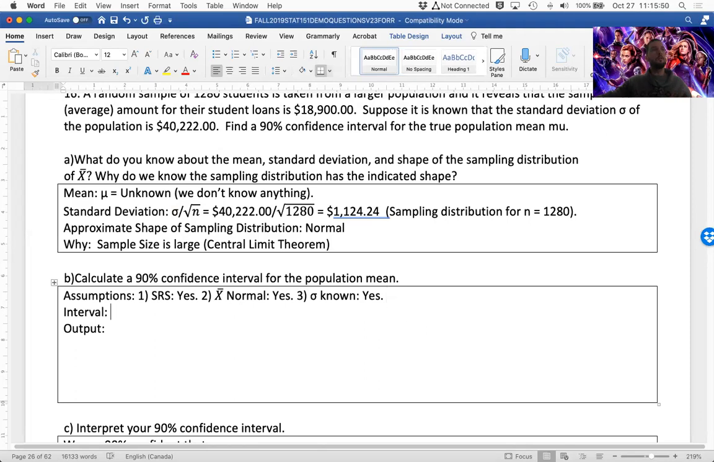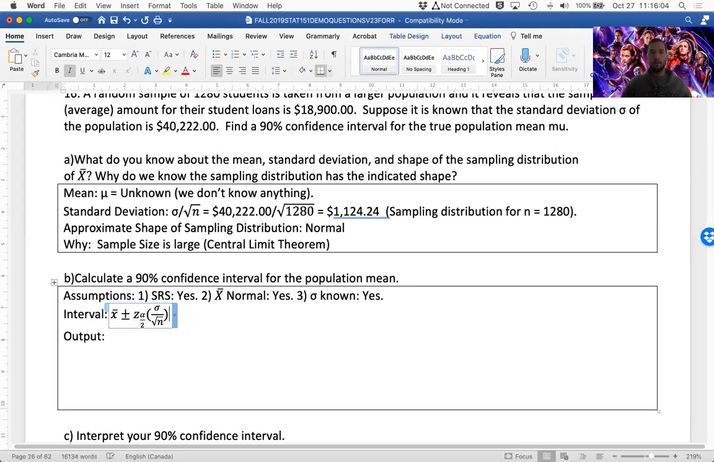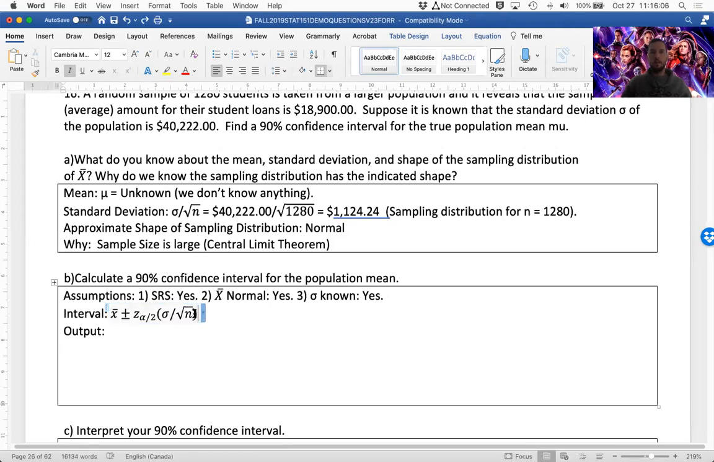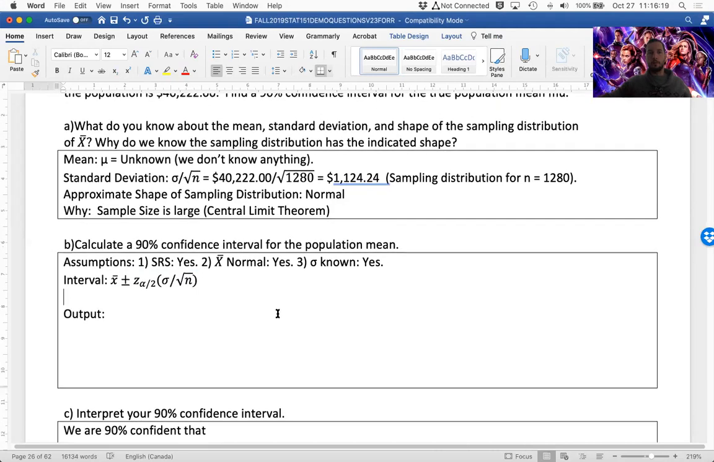Okay, so we're going to be using the z-score formula, which means that our interval is going to have the following form. We are going to have X bar plus or minus the z-score multiplied by sigma over the square root of n. So this is what our interval is going to look like. Now we're going to compute this using Rcmdr.